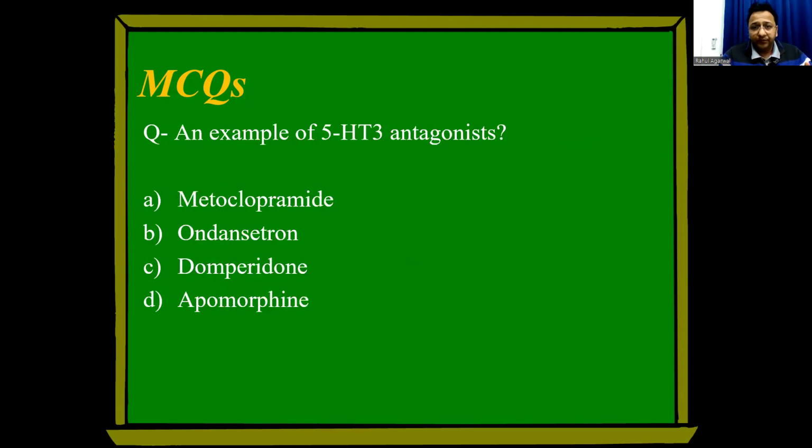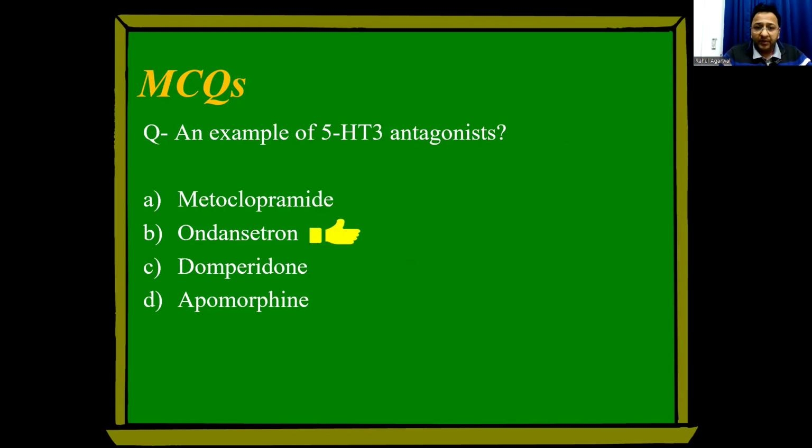The flow chart is very important for you. You will not find a flow chart like this anywhere, so please go through it. This is very important, covering the major aspects. Next question: an example of a 5-HT3 antagonist: metoclopramide, ondansetron, domperidone, or apomorphine. Please answer.